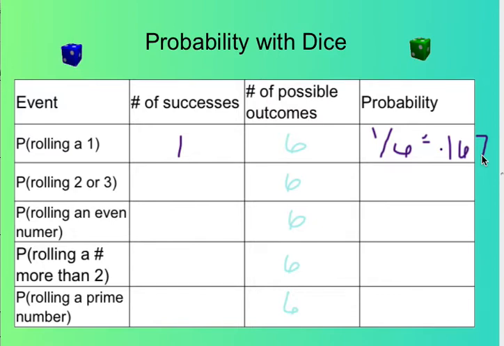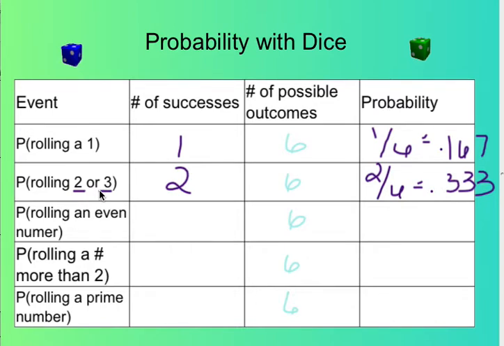Take a look at the next one. Probability of rolling a 2 or a 3. Well, the number of successes is going to be 2. So we're going to take 2 and divide it by 6. When you do 2 divided by 6, it's 0.33. Now I chose 2 for the number of successes because there's 2 different options there for me.